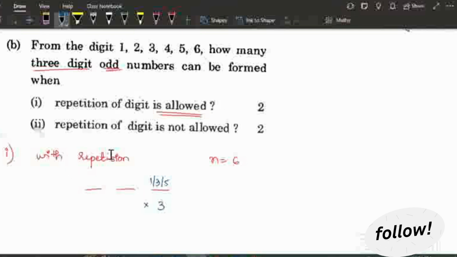Now, since repetition is allowed, whatever digit I have used for the last position is also available for the first and second positions. So I have 6 different options for the first digit and 6 options for the second digit, which is 6 into 6, 36, into 3 is 108. So 108 different odd numbers can be formed using the given 6 digits. Okay, this is with repetition.